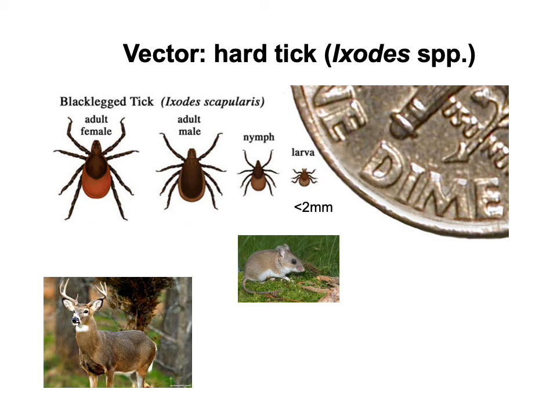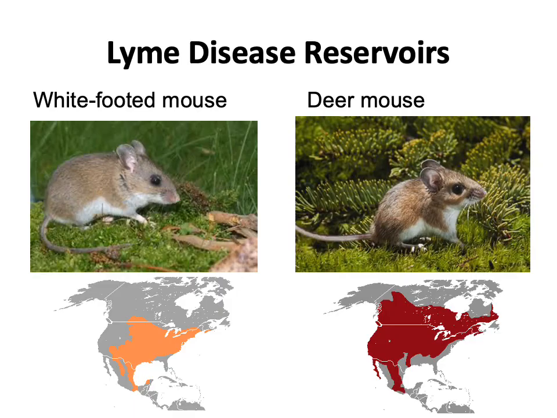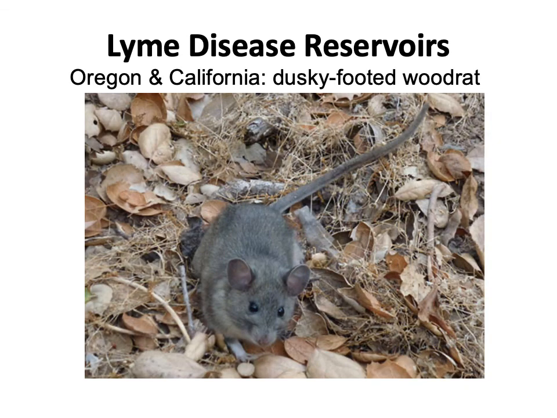Although dogs and cats can get Lyme disease, there is no evidence that they spread the disease directly to their owners. Any stage is infective, though usually it is the larval stage that causes the disease. The reservoir host in Oregon and California is the dusky-footed wood rat.